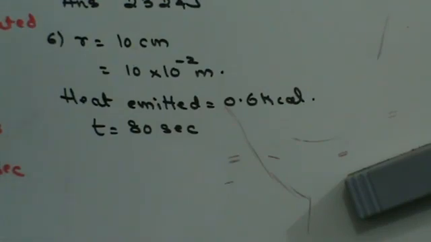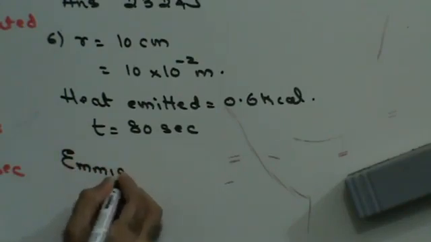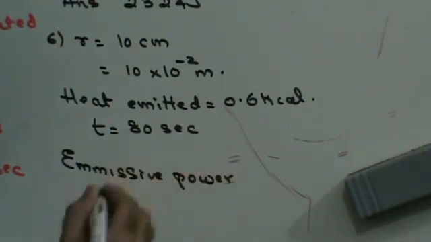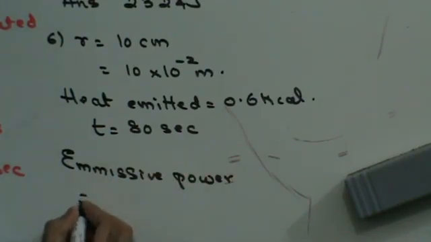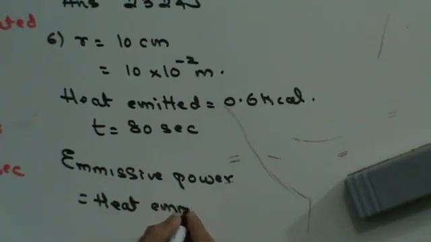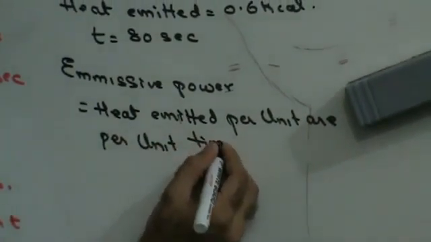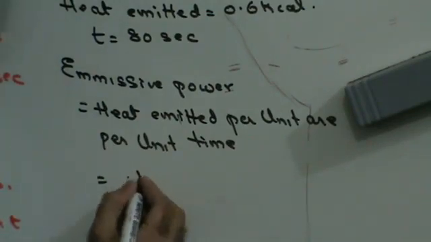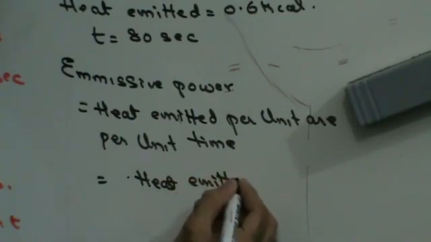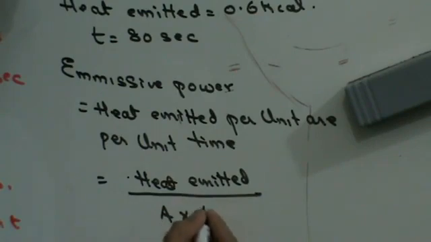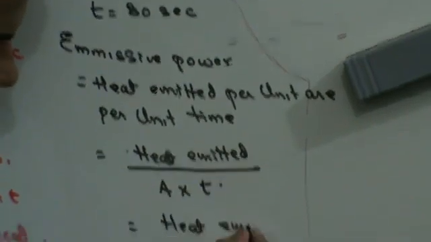Right, so in that case your emissive power of the surface will be heat emitted per unit area per unit time. Heat emitted is going to be directly given to you per unit time. So you just divide the two, you should get this area. So this is heat emitted per unit area. That's your 4 pi r square into time.